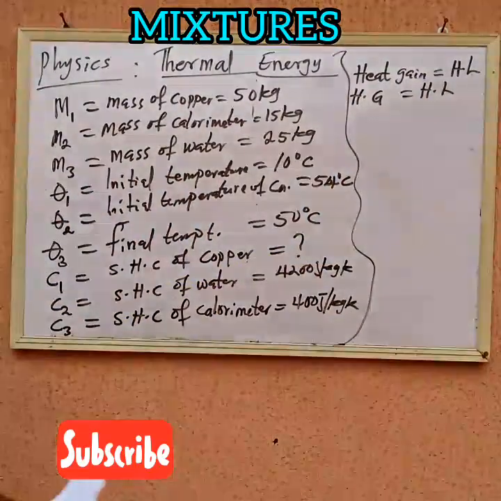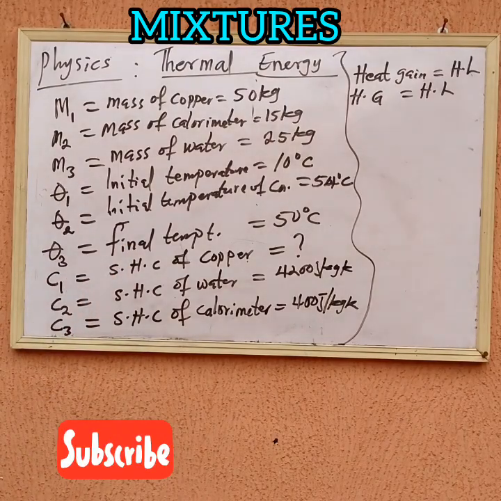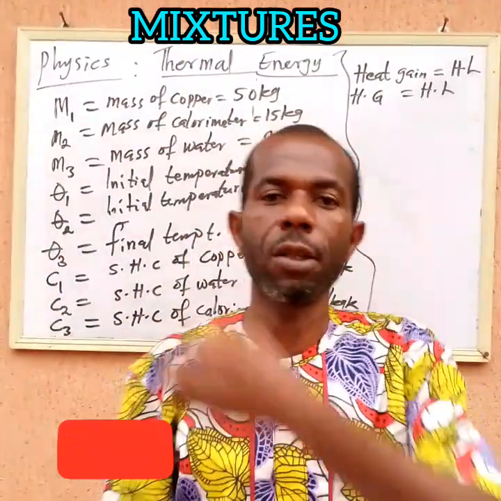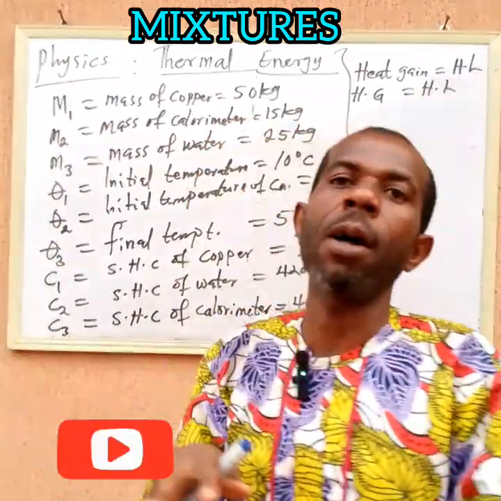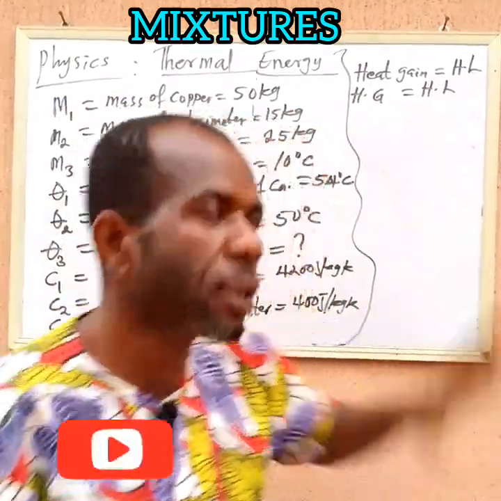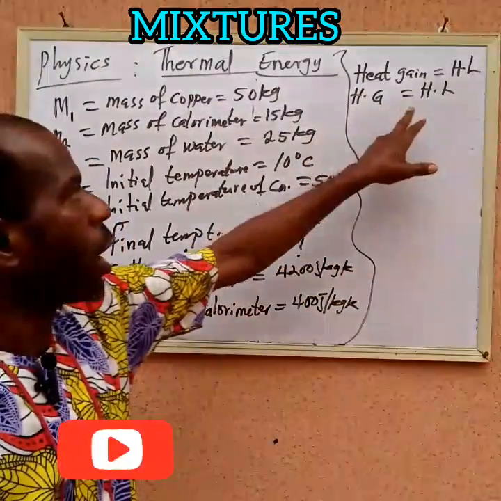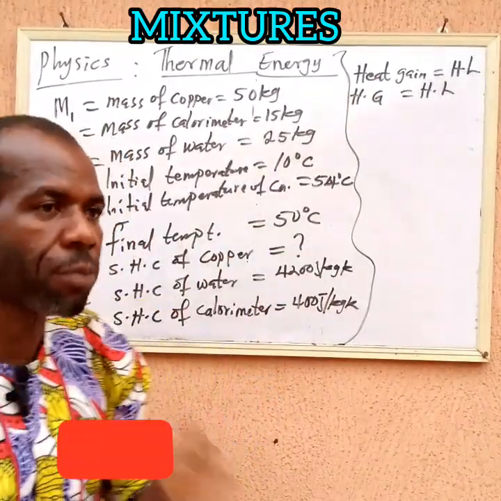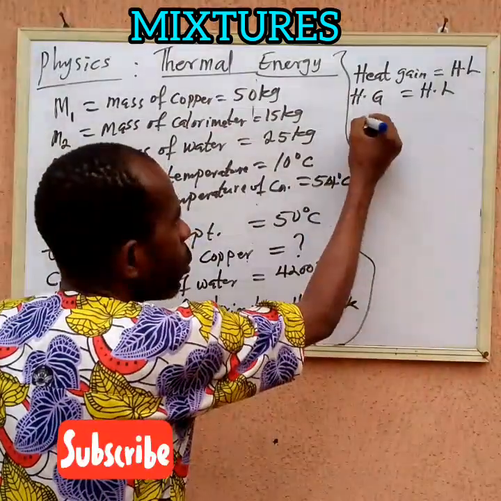Now let us look at the bodies. The first thing is to identify which body is gaining heat. It is the copper that was transferred into the calorimeter that is gaining the heat, because the water and the calorimeter were already heated. A cold copper was transferred into it, meaning that heat gained by copper is equal to heat lost by water and the calorimeter. Now, how do we calculate the heat gain here by the copper? It is equal to what?